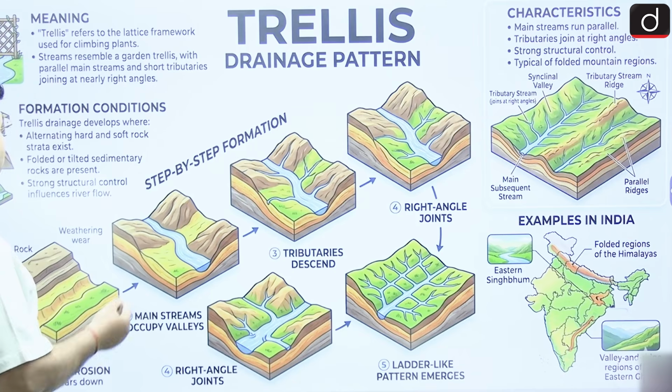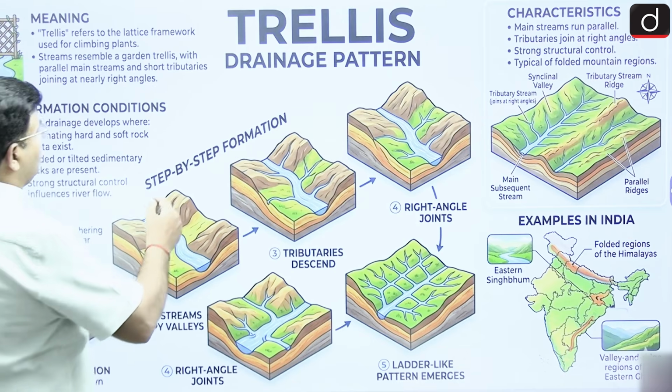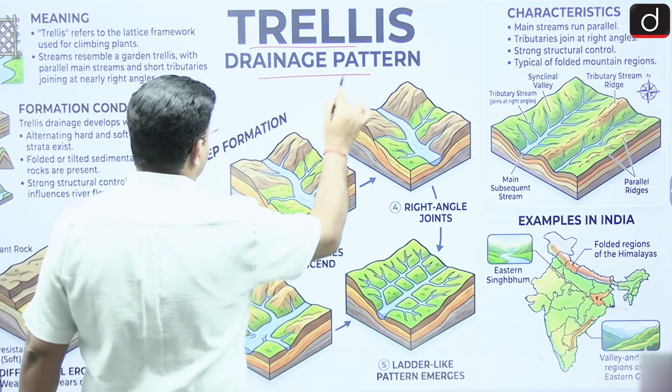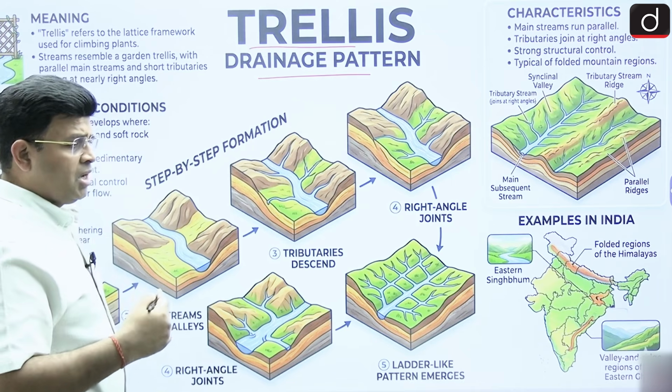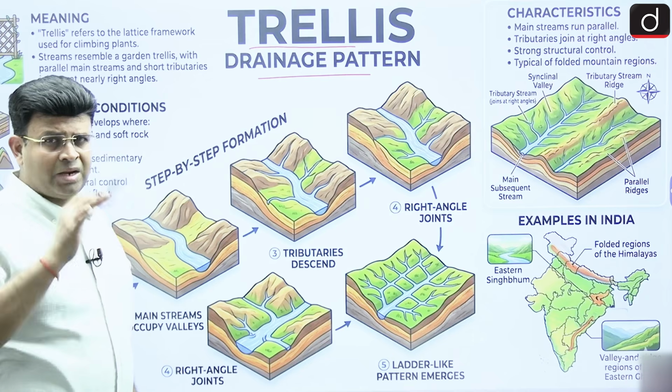And another one is the trellis drainage pattern. If you look at the trellis drainage pattern, it means a lattice structure, a ladder structure.